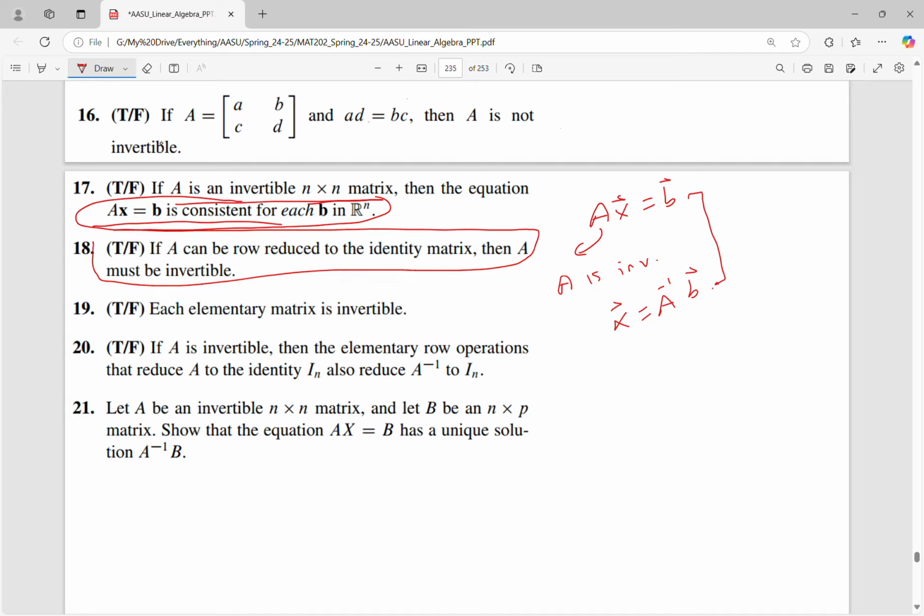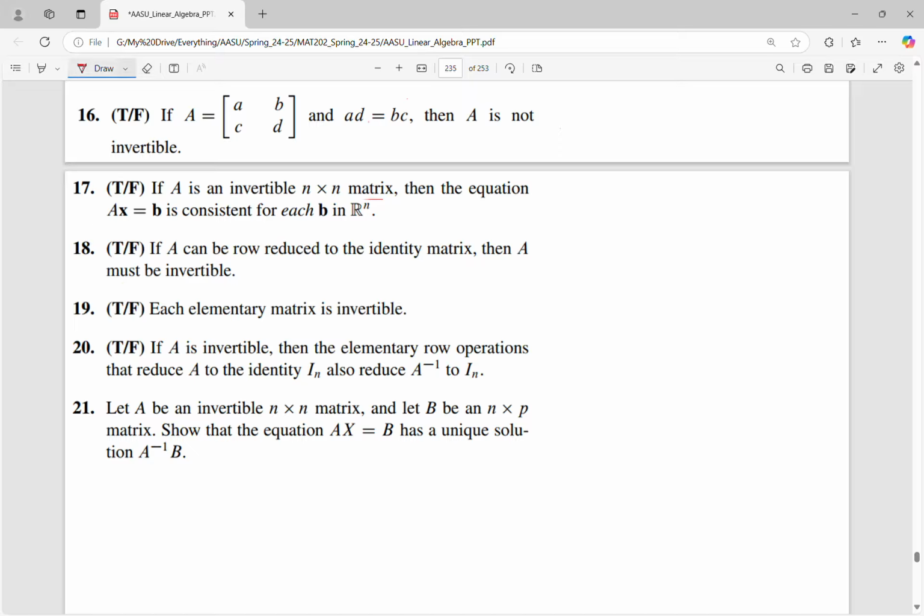If A can be row reduced to the identity matrix, then A must be invertible. What do you think? If you have a matrix that you reduce and you get the identity, it is invertible. Exactly, yes. This is the algorithm for finding the inverse. To find the inverse, you start with A, you write I, you reduce. If you reach I, then this will be A inverse. If you cannot reach I, you cannot reach A inverse. Okay? So this is the criterion. This is how we tell for now if the matrix is invertible or not.